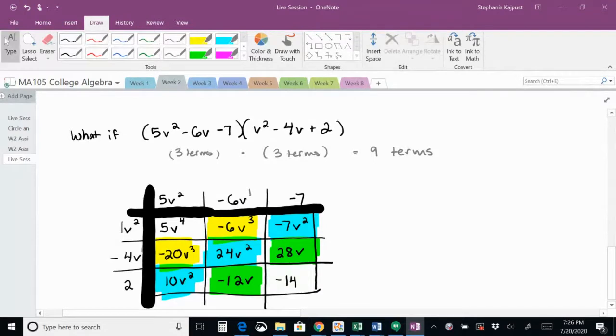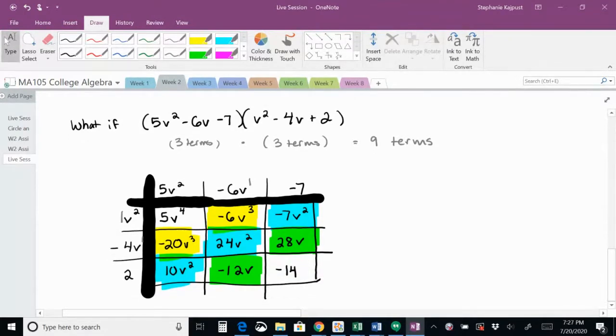So this is actually similar to what is called the lattice method of multiplying, which they do in Japan, actually. So basically, you're just kind of drawing lines. So we've got 5v to the fourth. And then through here, I'm going to add my like terms. Negative 20 minus 6. I get a negative 26v cubed. So I'm adding my yellow, which are like terms there.